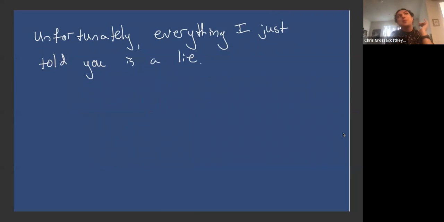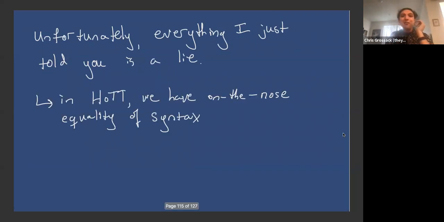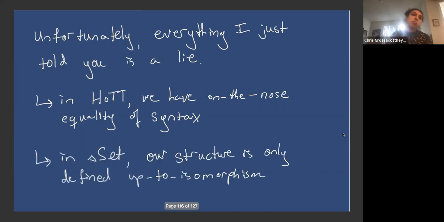Unfortunately, everything I just told you is very slightly a lie. In homotopy type theory, we have on the nose equality of syntax. So if I substitute something and then I substitute something else, versus making some big substitution all at once, I literally get the same syntactic object at the end of the day. Unfortunately, in simplicial sets, our structure is only defined up to isomorphism, right? So substitution becomes a pullback in this setting. And in general, there's lots of pullbacks that you could choose. And it's well defined up to isomorphism, but it's not strictly well defined.